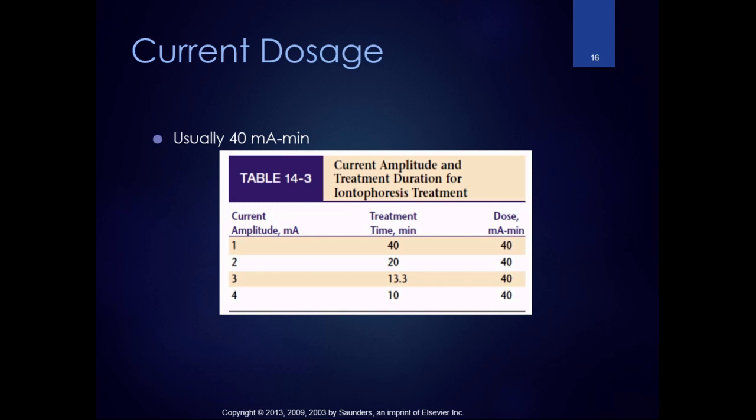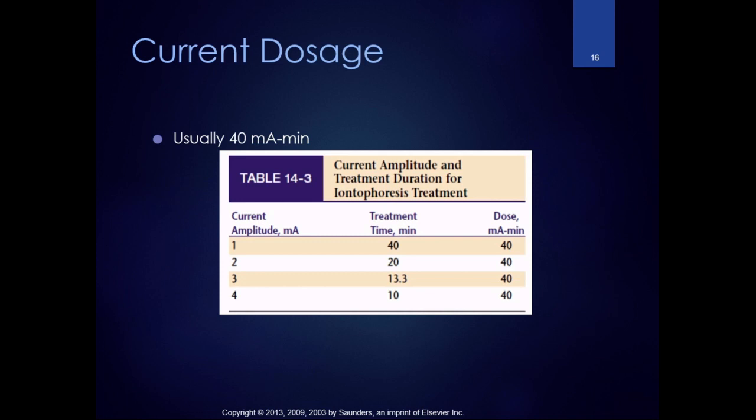So the current dosage is usually 40 milliamp-minutes. So if you're trying to put in 1 milliamp, or you're trying to put in 1 cc, let me say this better. If your treatment time is 40 minutes and you're going at 1 milliamp, you're going to be putting in 40 milliamp-minutes. So the higher the amplitude, the less time it takes, is what I'm trying to say.